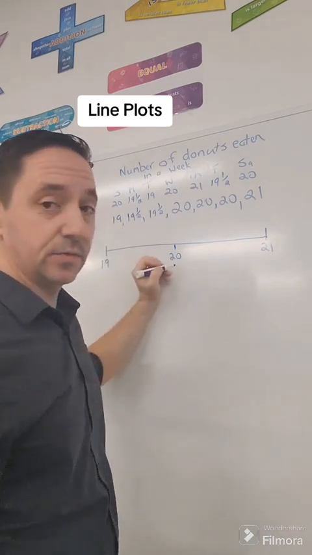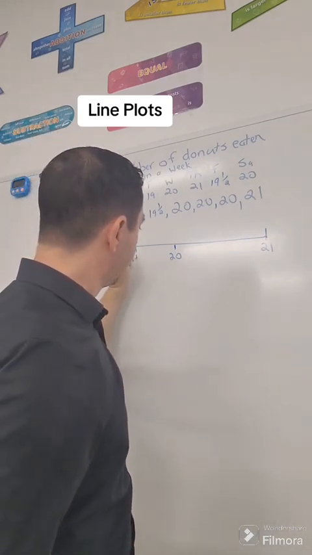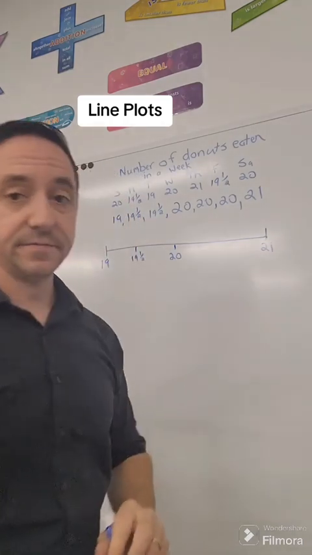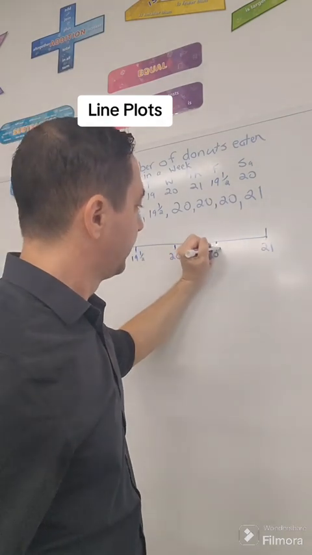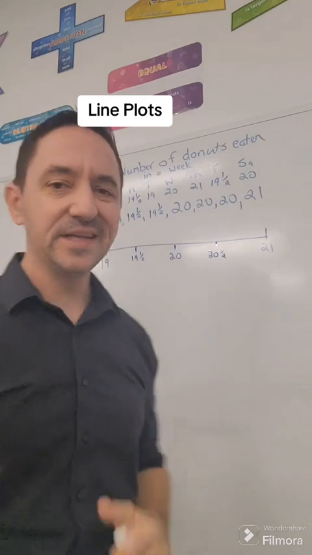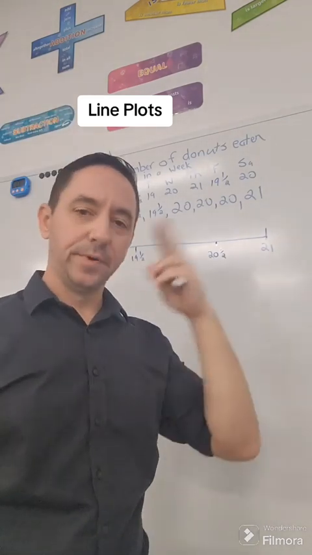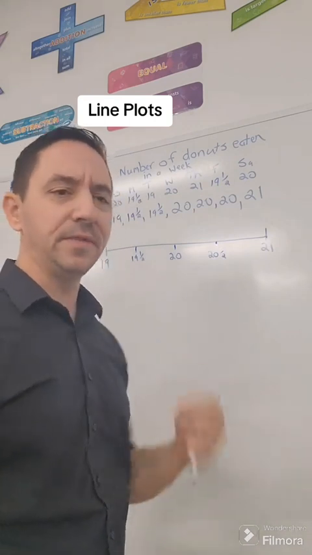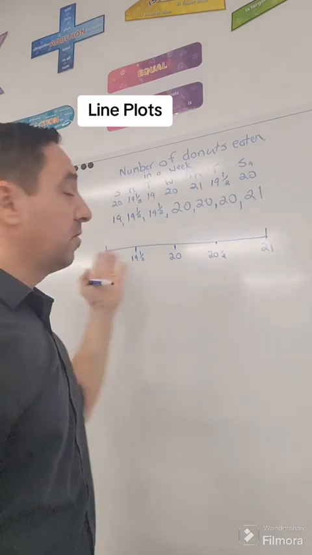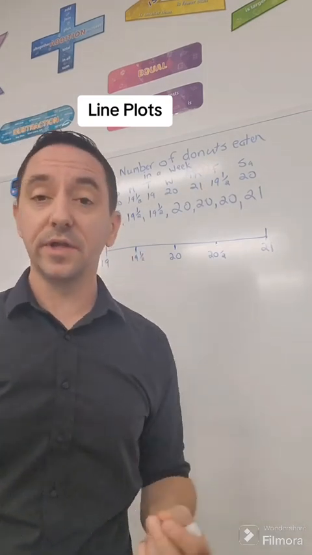So between 19 and 20, right in half, that's 19 and a half. And then between 20 and 21, I'm going to put 20 and a half. Now I know my data doesn't say 20 and a half on there, but I just like to keep that consistency when making my number lines. It really helps keep me organized. Now I just have to represent my data and my line plot's going to be done.